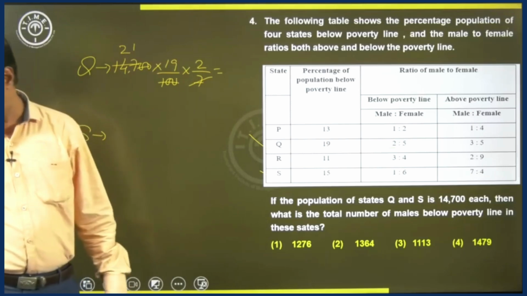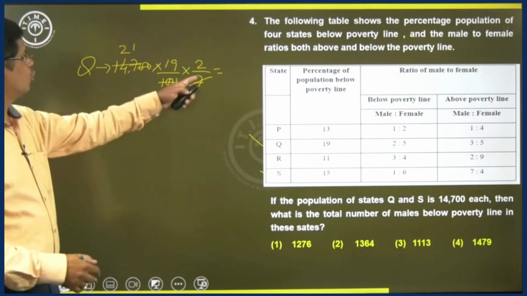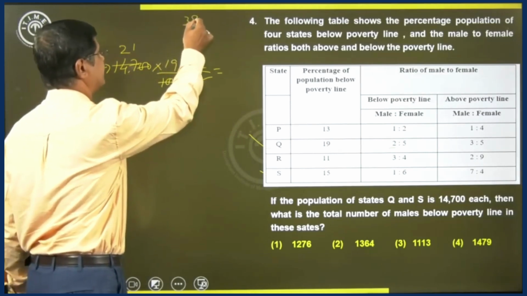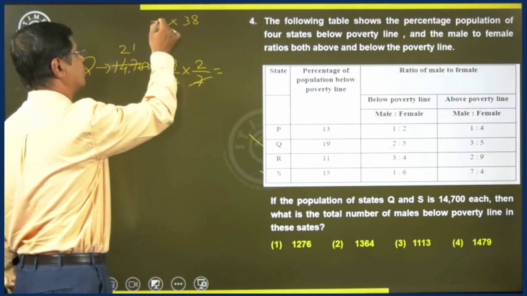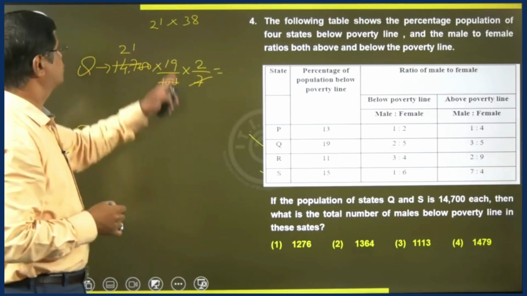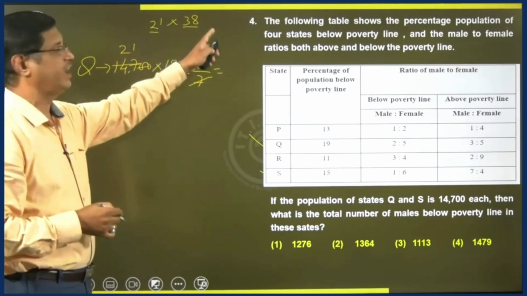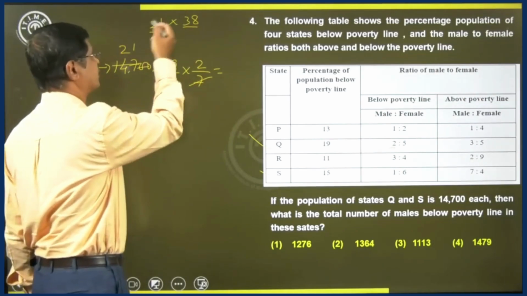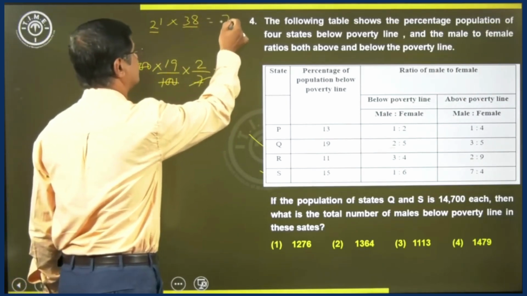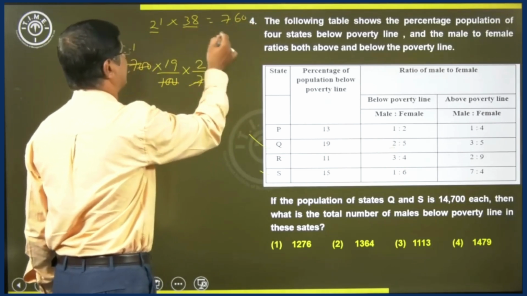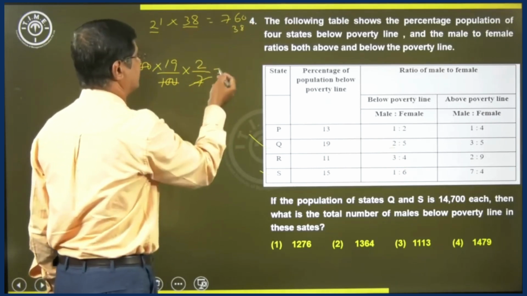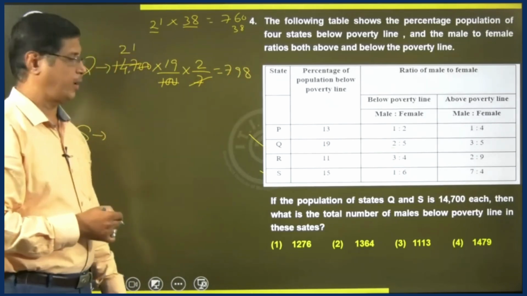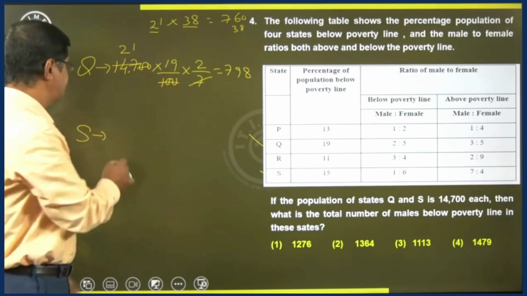Okay, now what is the discussion? Just look at 2 times 19, that is 38. 38 into 21. Dear students, 2 into 38 is 76. 76 means 2 in the tens position, so you will get 760 plus 38. So what is the result? 798.